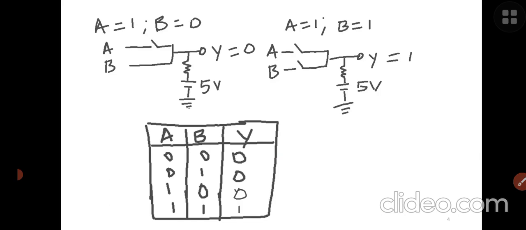Third condition, A equal to 1, B equal to 0. Now A is reverse biased, B is forward biased. In that condition also output is 0.